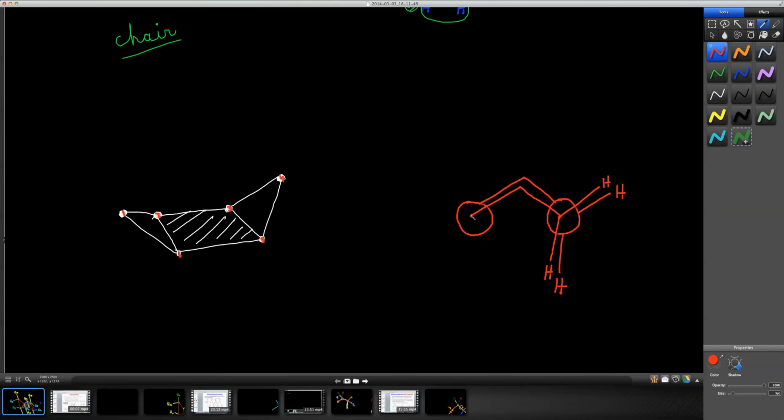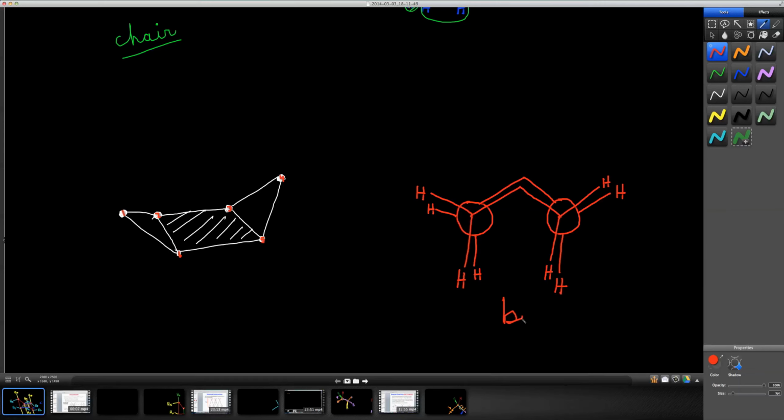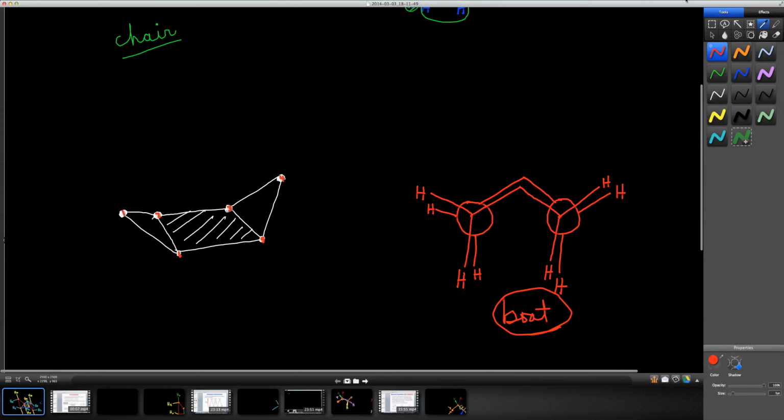And you should immediately begin to see the problem. All of my hydrogens are going to be eclipsed, much higher in energy, as we've already discovered from previous podcasts. This is the boat conformation. Chair conformation, lower in energy than the boat.